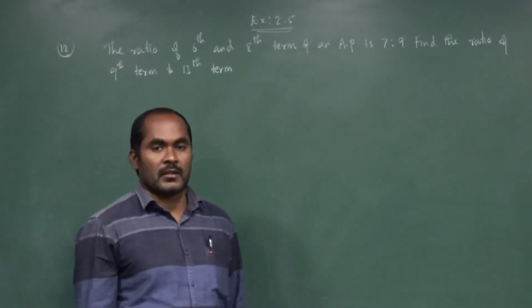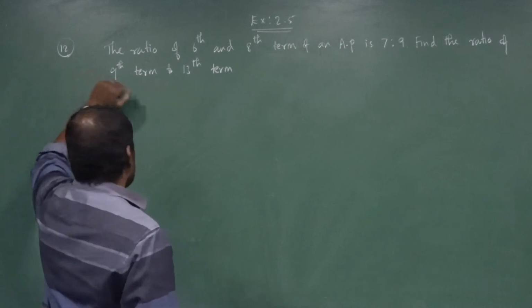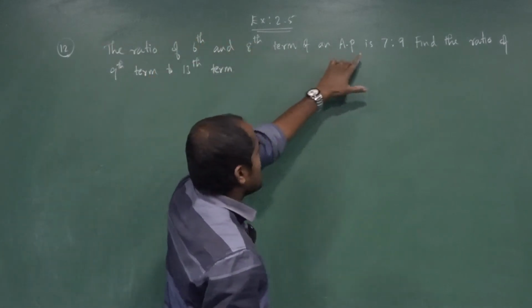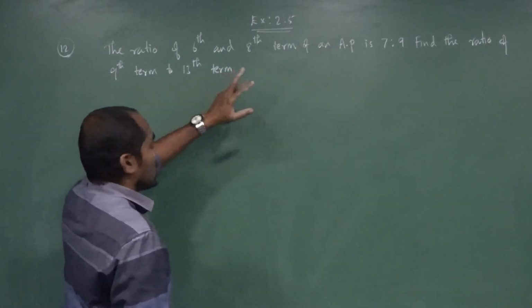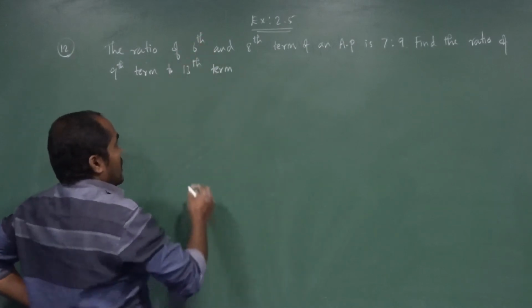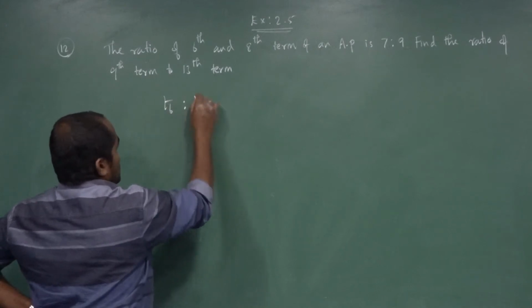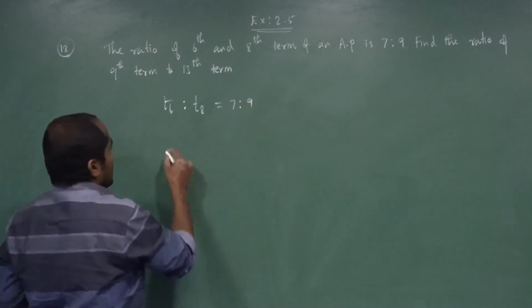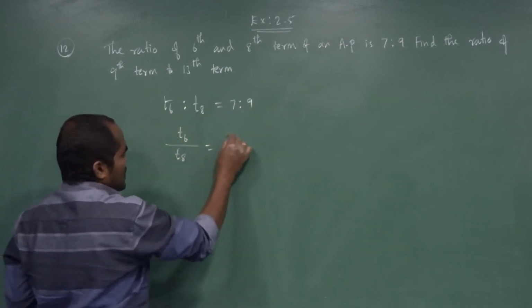Hi students, I am going to teach exercise 2.5, 12th question. The ratio of 6th and 8th term of an AP is 7 is to 9. Find the ratio of 9th term to 13th term. So 6th term and 8th term of an AP. Ratio means T6 is to T8 is given 7 is to 9. So T6 by T8 is equal to 7 by 9.